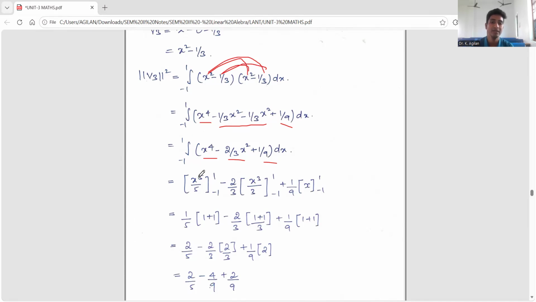So x power 4 means x power 5 by 5, lower limit, upper limit, minus 2 by 3 should be taken outside, and x square, integration of x square is nothing but x power 3 divided by 3, lower limit, upper limit, plus 1 by 9. Here the integral dx, so integration of dx is nothing but x. Substitute upper limit and lower limit.